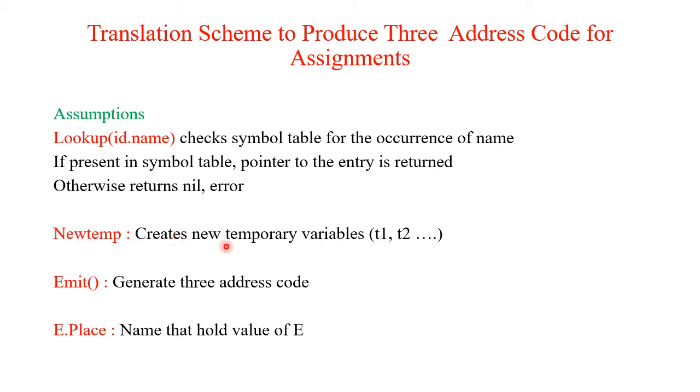Newtemp creates new temporary variables like t1, t2, t3, etc. Emit is a function which creates three-address code. E.place: place is an attribute of variable E which holds the value of E.